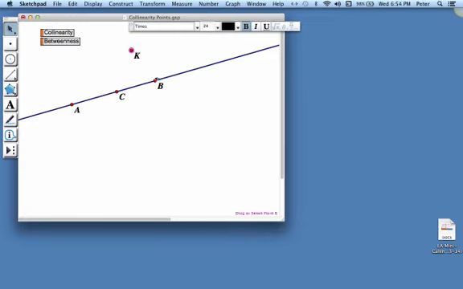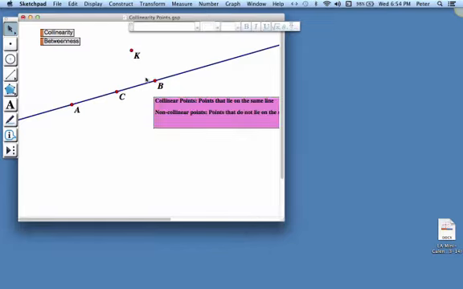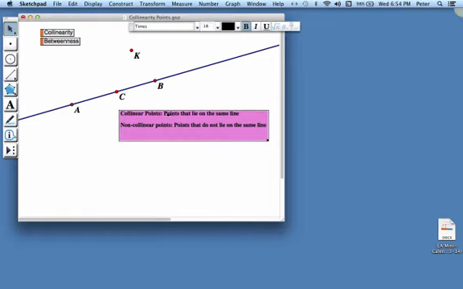Now, there is some subtlety to this, because K and B would be collinear. I could construct a line through K and B. K and C would be collinear for the same reason, and K and A. But the 4 points K, A, C, and B cannot be contained by a single line. Therefore, they are non-collinear. So collinearity is really as obvious as it looks. Collinear points are points that lie on the same line, and non-collinear points are points that do not lie on the same line. So now let's take a look at this idea of betweenness.